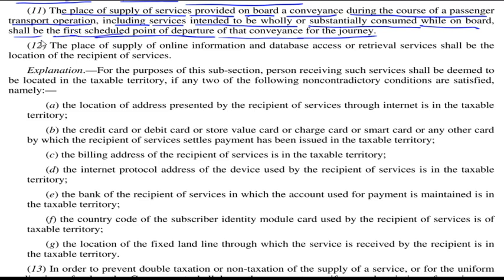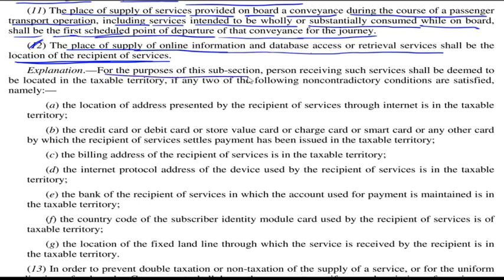Let's see what subsection 12 states. Place of supply of online information and database access or retrieval services shall be the location of recipient of service. This subsection has an explanation. Let's see what the explanation prescribes.